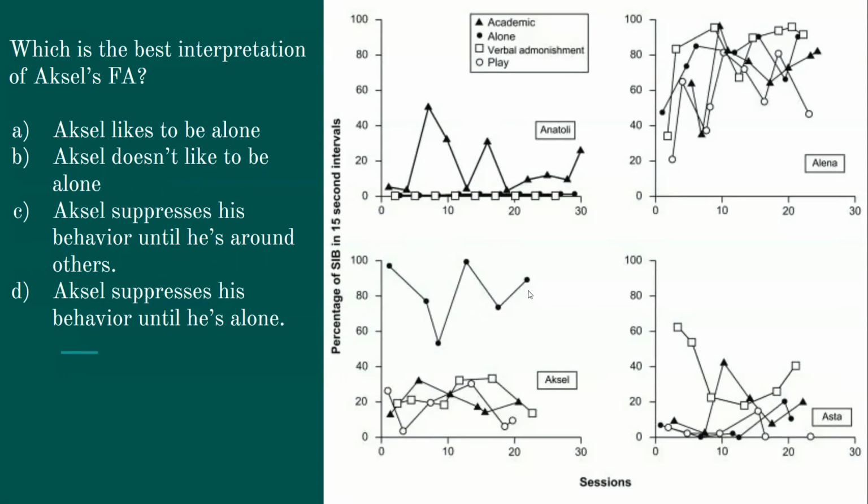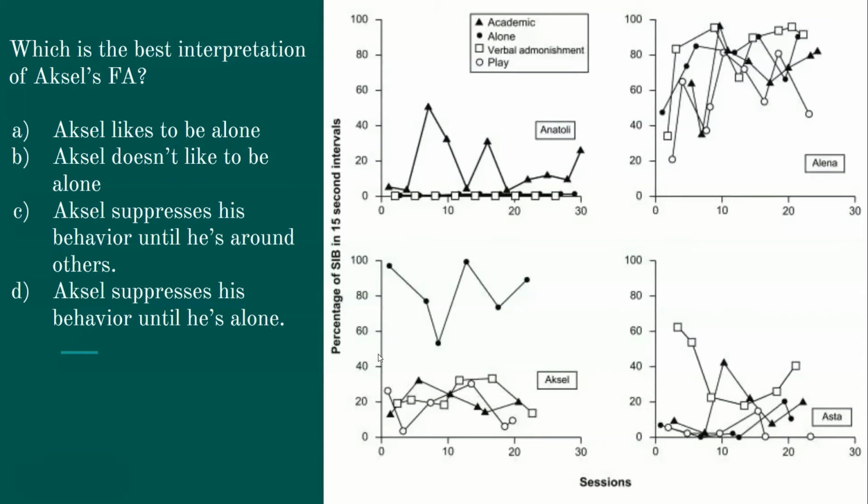So when we look at C, Aksel suppresses his behavior until he's around others. It actually seems the opposite, right? The behavior is happening when he's alone and not when he's with others, which would be maybe the attention condition. So we can get rid of C, and then we're left with D. Aksel suppresses his behavior until he's alone, which seems like the answer here.